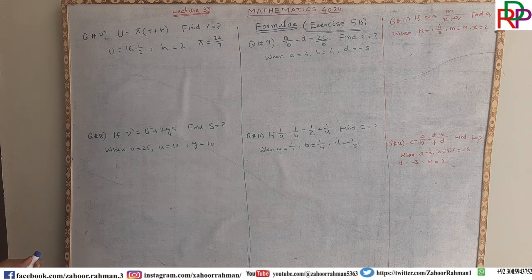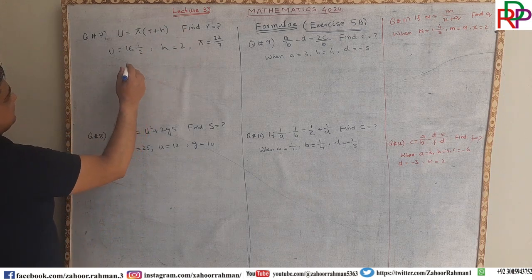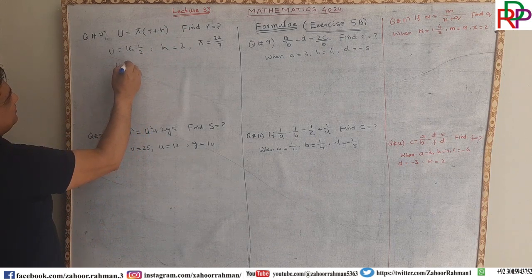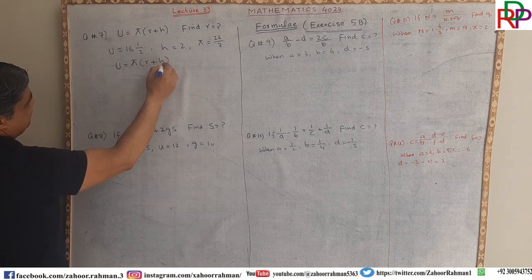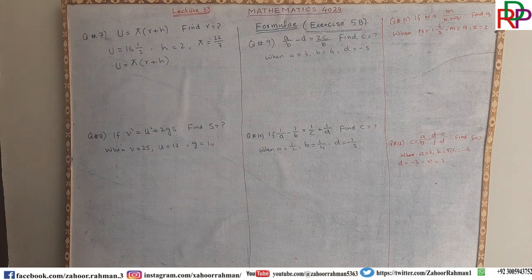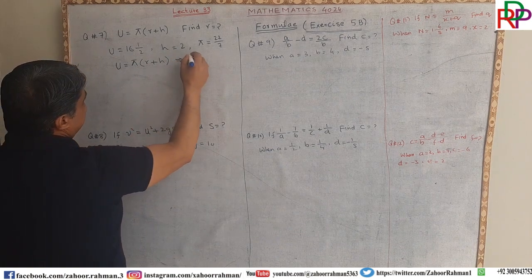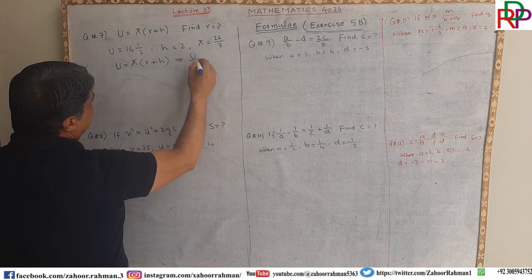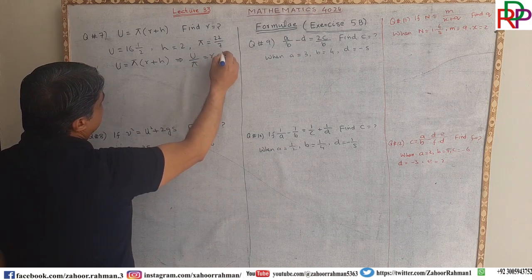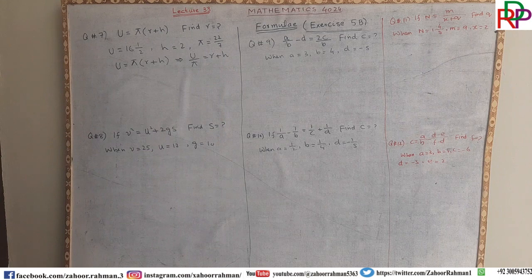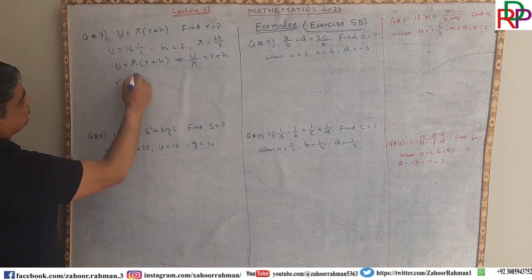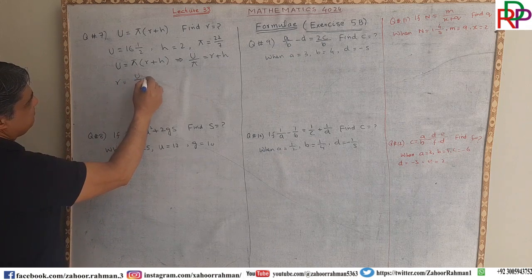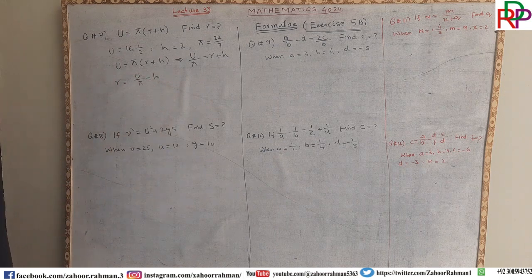Let's solve it. First of all, we have to make r the subject. U is equal to pi into r plus h is the given formula. Here I can write u divided by pi is equal to r plus h. So because we are making r the subject, r is u divided by pi minus h. Now we have to put the values.